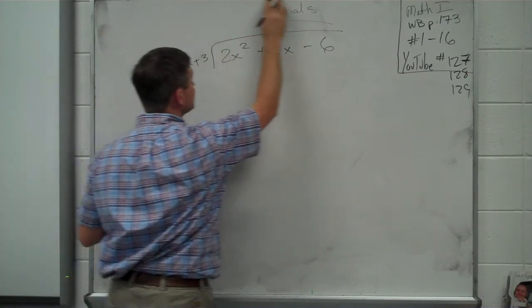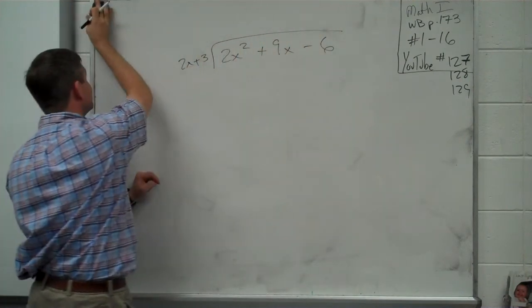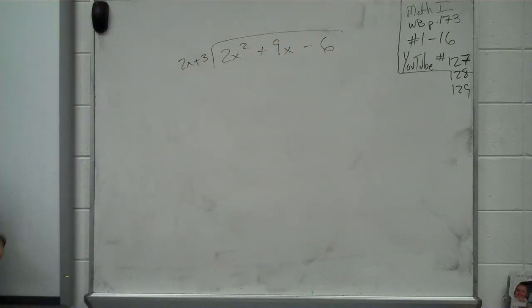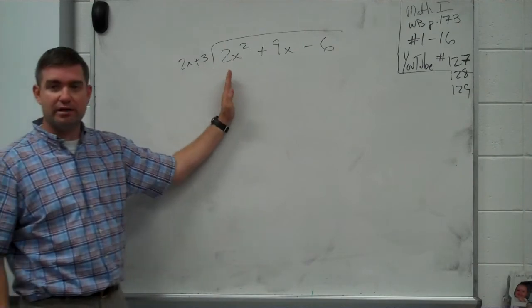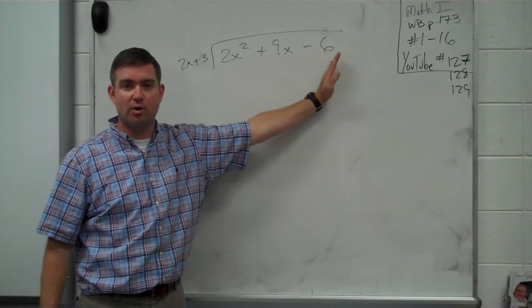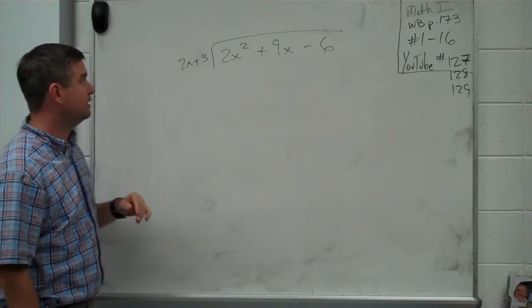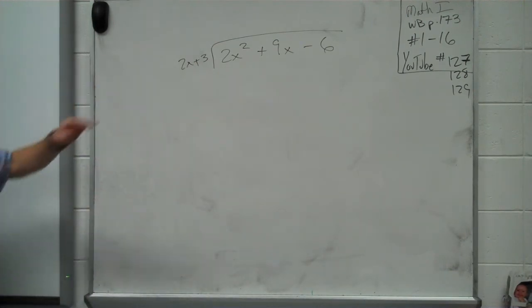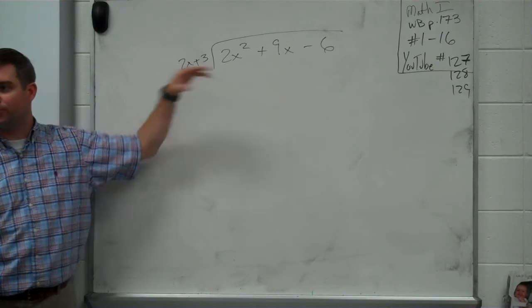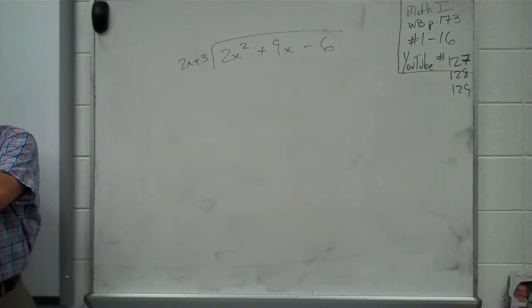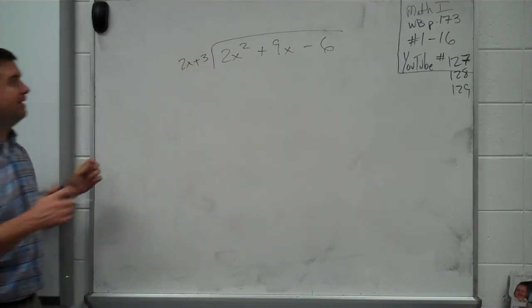Let me erase this, get this out of the way. What do we have to remember to do now? Every single problem, make sure that we put it in descending order. Good, Emilio. Always make sure it's in descending order. We got x squared, we got x, and we got no constant. So are we in descending order? Yes, we are. Now we realize we're doing a binomial into a trinomial. Things are going to be a little different. Okay, eyes up here and watch.